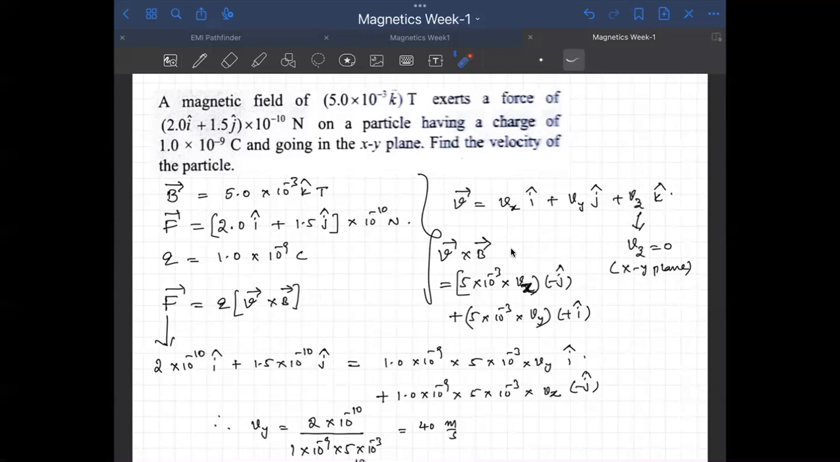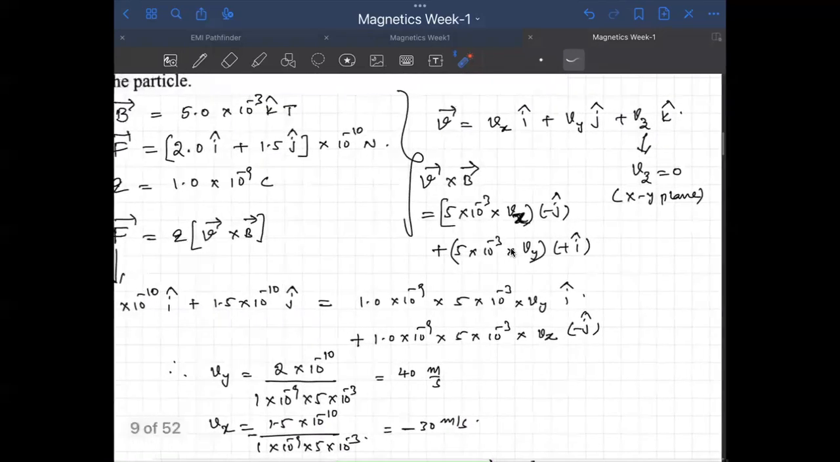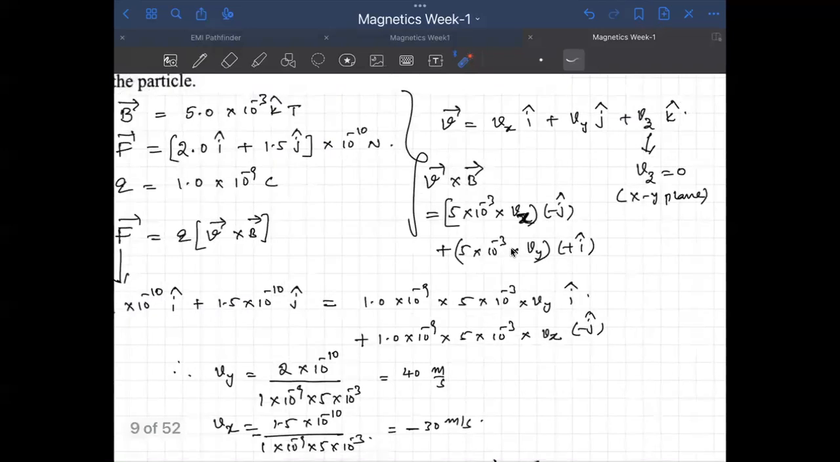In this process of doing the cross product, what I will get is Vx i cap cross k cap. i cap cross k cap is minus j cap. I got minus j cap, 5 into 10 power minus 3 into Vx. Similarly, Vy j cap cross k cap is plus i cap. I got the plus. So I got V bar cross B bar, this relation. Now, honestly answer me, have you understood V bar cross B bar?